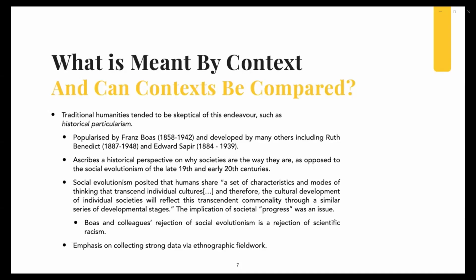So Boas and colleagues' rejection of social evolutionism was actually also a rejection of scientific racism. The emphasis that Boas and his colleagues wanted to make was that, no, we actually need to collect strong data via ethnographic fieldwork before we can determine whether there's any kind of linear progress to societies. So actually, in my reading, Boas's, or historical particularism's, rejection of social evolutionism was more so, and I think it's just actually bad analysis, saying that, okay, so if you've got these universal modes of thinking that transcend individual cultures, that therefore there's a linear progression, that's not necessarily true, right?